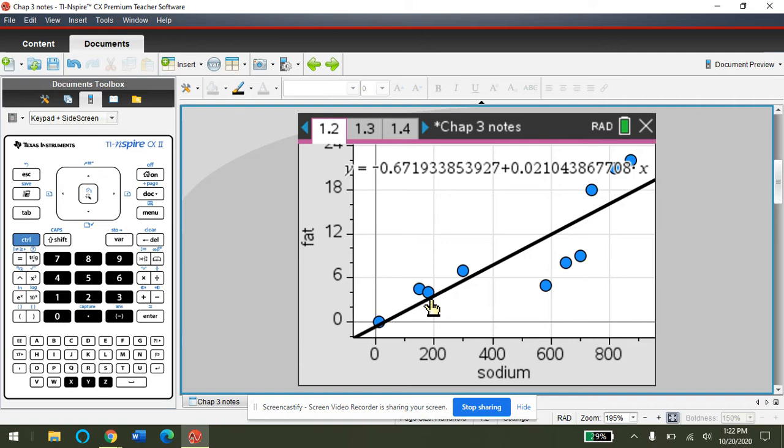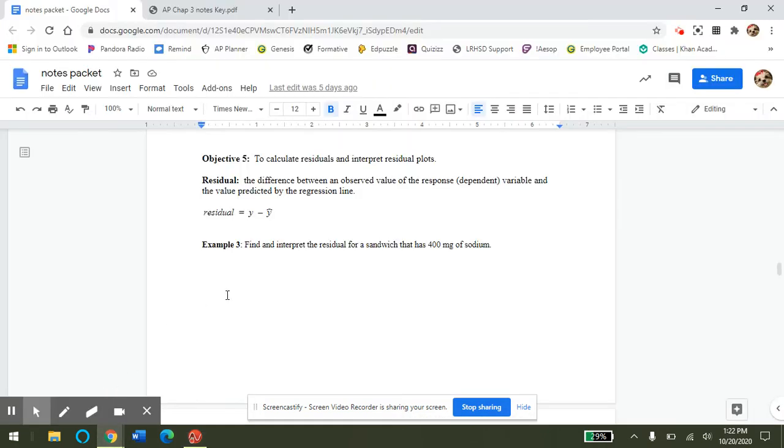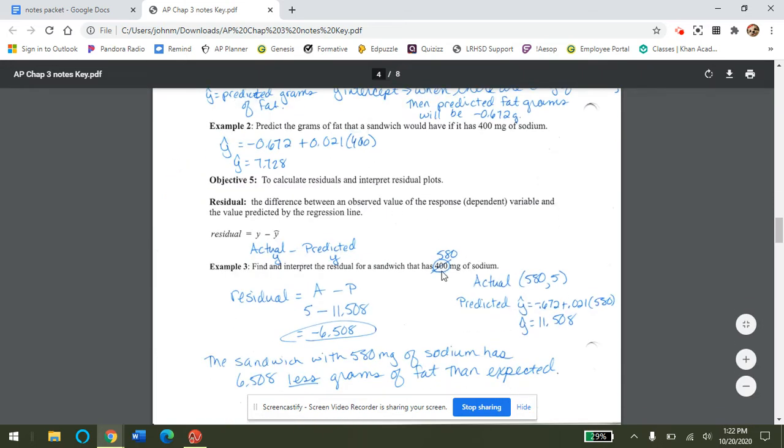If you happen to have a data point that lands directly on the line, then that one would have a residual of 0. Now the math for it, because it's not always just graphs: I need you to cross off this 400 and change it to the data point 580. We want to find and interpret the residual for a salad that has 580 milligrams of sodium. So the actual data point was 580, 5.